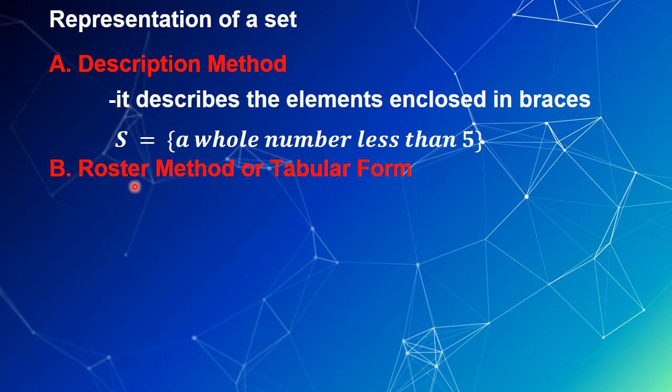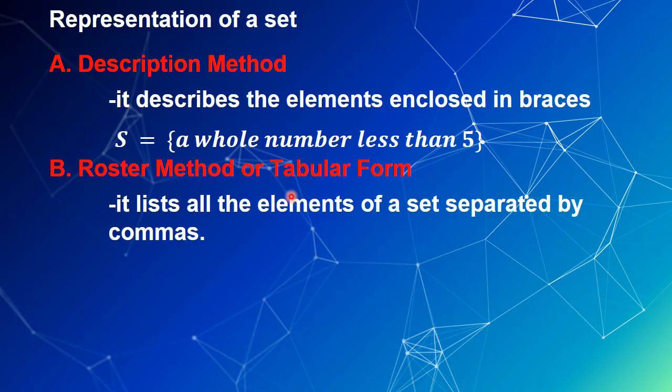The second one is what we call the roster method or tabular form. So we have here a list of the elements of a set separated by commas. So in this way or method in representing a set, we are going to enumerate the members of the set or the elements of the set. Let's say for instance, we have S. The elements are 0, 1, 2, 3, 4 because these are actually a whole number less than 5.